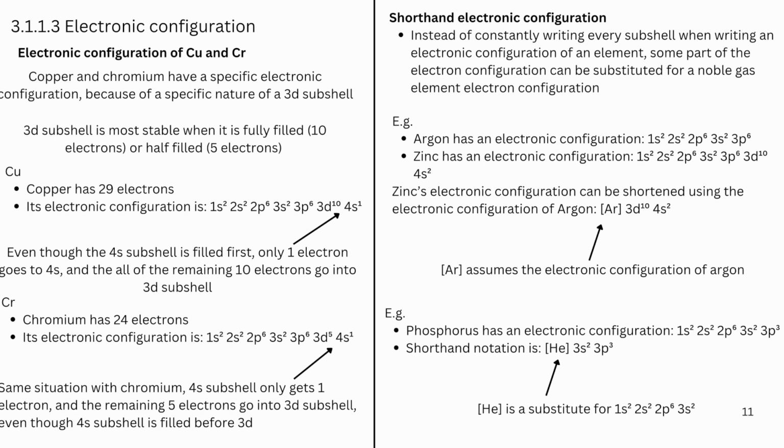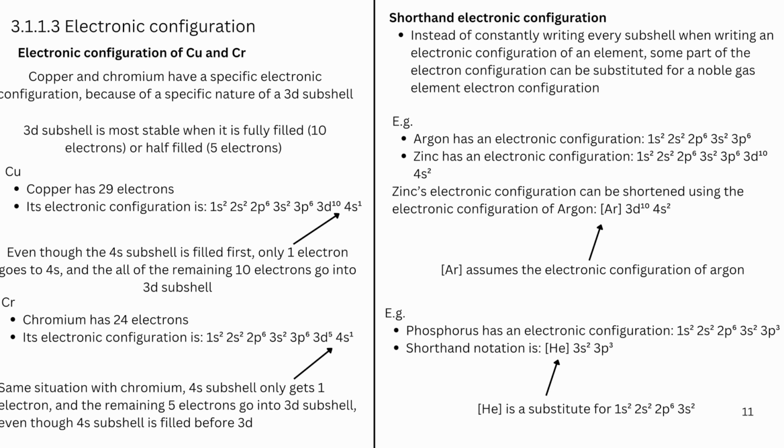Copper has 29 electrons, and instead of following the expected order, its electronic configuration is 1s2, 2s2, 2p6, 3s2, 3p6, 3d10, and 4s1. At first glance, this might seem strange. Shouldn't the 4s subshell have 2 electrons before the 3d subshell starts filling?